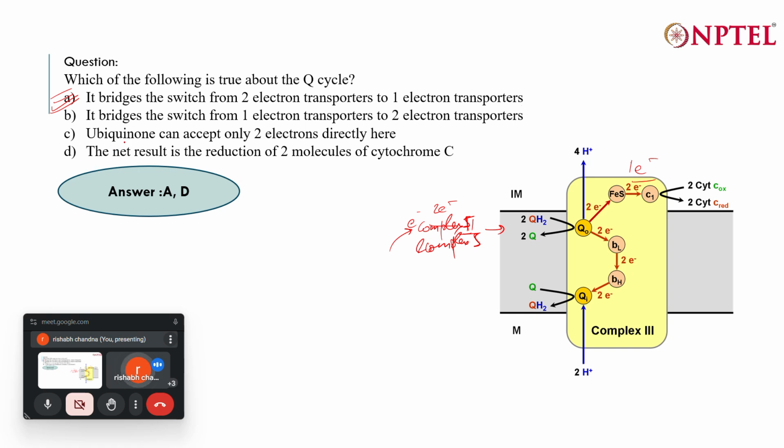Okay, then the second thing is the net result is the reduction of two cytochrome C. Because from here one H plus is transferred and from here one H plus is transferred. So these two are two cycles. This one is the first one and this one is the second one. So from both of these, two molecules of cytochrome C are reduced. Okay, so A and D are the correct answers here.